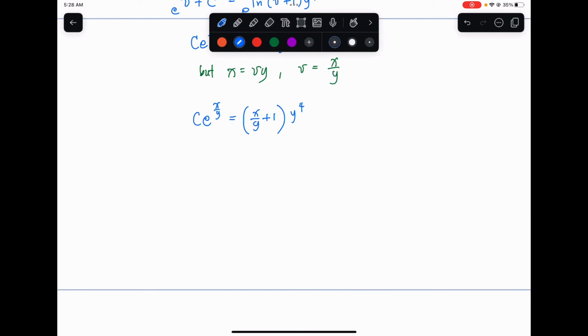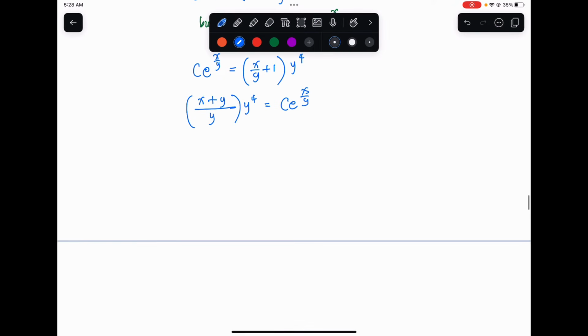Or I'm going to interchange the two. So that would be x plus y times y to the fourth is equal to c e raised to x over y. So that would be x plus y times y cubed is equal to c e raised to x over y.